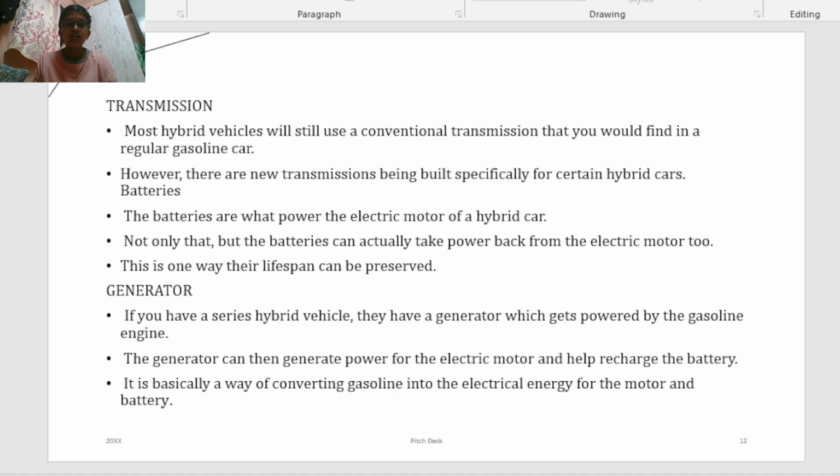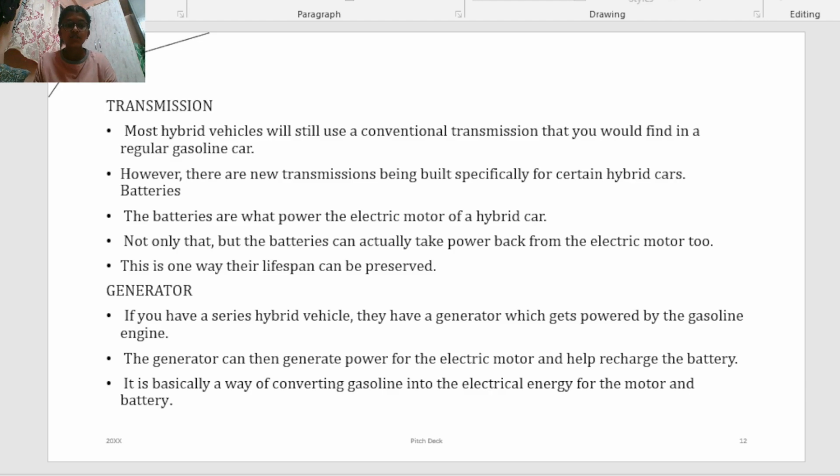Next, we have transmission and generator. The parts of hybrid vehicles. Most hybrid vehicles will still use a conventional transmission that you would find in a regular gasoline car. However, there are a few new transmissions being built specifically for certain hybrid cars. Batteries. The batteries are what power the electric motor of a hybrid car. Not only that, but batteries can actually take power back from the electric motor too. This is the only way their lifespan can be preserved.